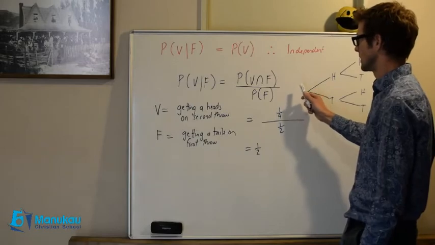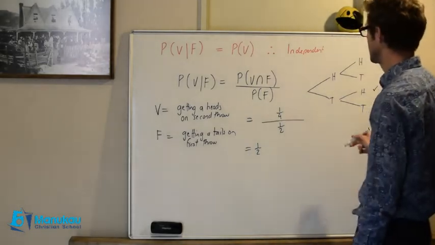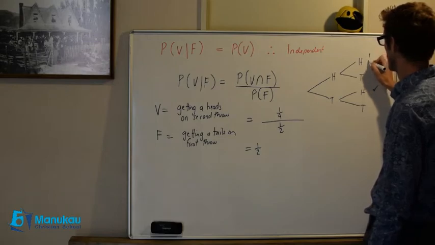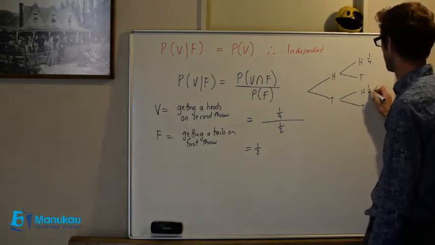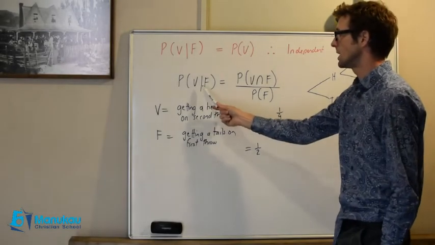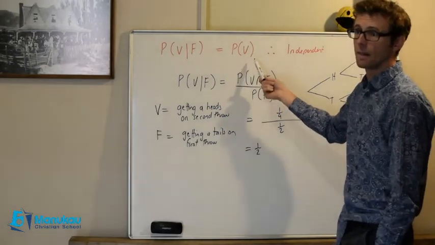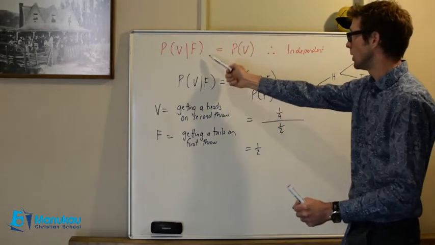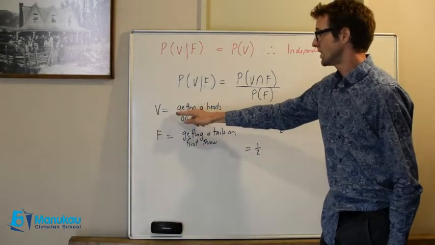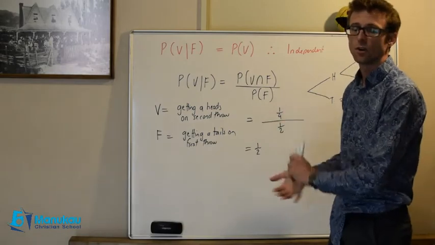At this point we can decide whether they're independent or not. The probability of getting a V on the second throw is this one here, which is 1/4, and this one here, which is 1/4. They add together to be a half. So we see here that the probability of V given F is a half, and it's equal to the probability of V being a half. So since this is true, we know they're independent. In other words, getting a heads on the second throw is not affected by getting a tails on the first throw. The probabilities are not affected by each other.